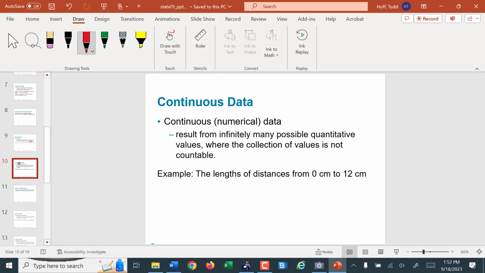Continuous are variables that are measured. So this is height. How tall are you? We measure that with a tape measure or a ruler. How much do you weigh? We measure that with a scale. Now, I might say, well, we can still count the number of inches. Yes, but we had to decide that we were only going to measure to the nearest inch.